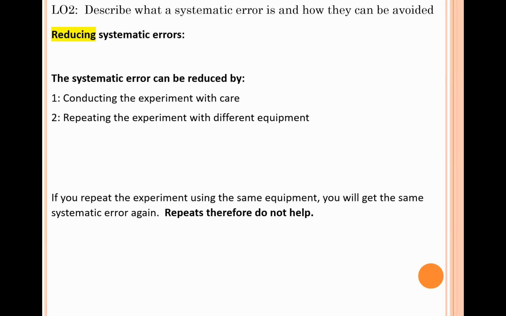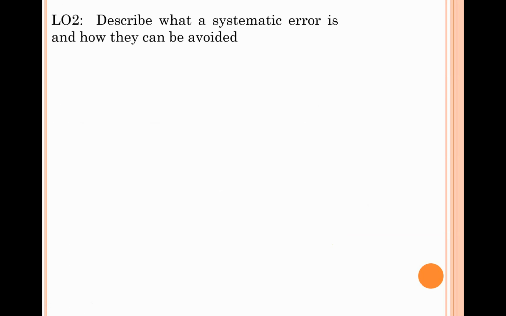So repeats do not help in relation to reducing those systematic errors. And again, if you just want to write down that wee title, Reducing Systematic Errors, and copy down the respective notes as well. And that really ticks off the requirements for learning objective 2. You hopefully now know what a systematic error is. We've been through quite a few examples of them, and also really how they can be avoided as well.